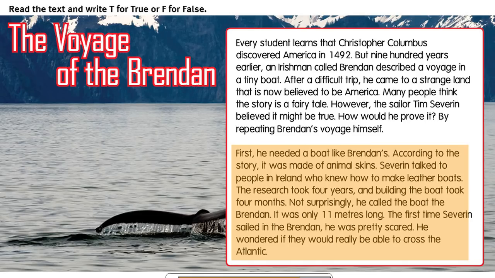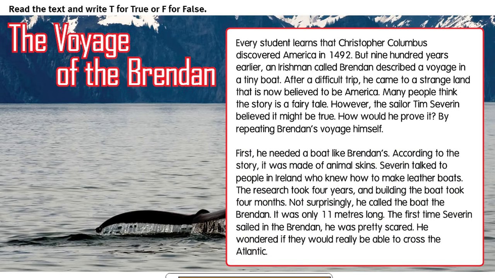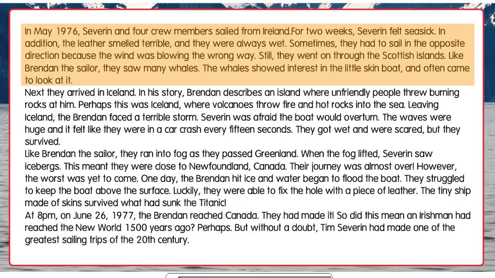Not surprisingly, he called the boat the Brendon. It was only 11 meters long. The first time Severin sailed in the Brendon, he was pretty scared. He wondered if they would really be able to cross the Atlantic. In May 1976, Severin and 4 crew members sailed from Ireland. For 2 weeks, Severin felt seasick. In addition, the leather smelt terrible, and they were always wet. Sometimes they had to sail in the opposite direction because the wind was blowing the wrong way.